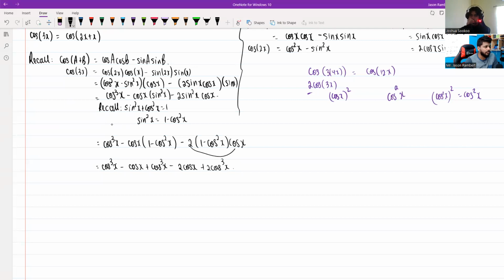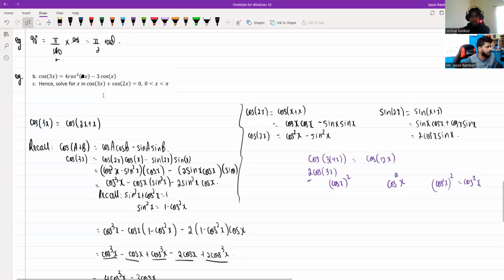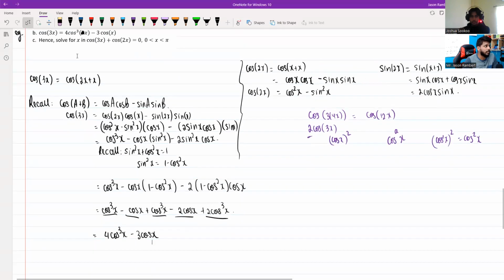2 by cosine is cosine, and then we multiply by each of the things in the bracket. All right? Cos cubed, cos cubed, cos cubed. I get 4 cos cubed x minus 3 cosine x, which is what we wanted. 4 cos cubed x minus 3 cosine x. Yeah? Which is what we wanted.